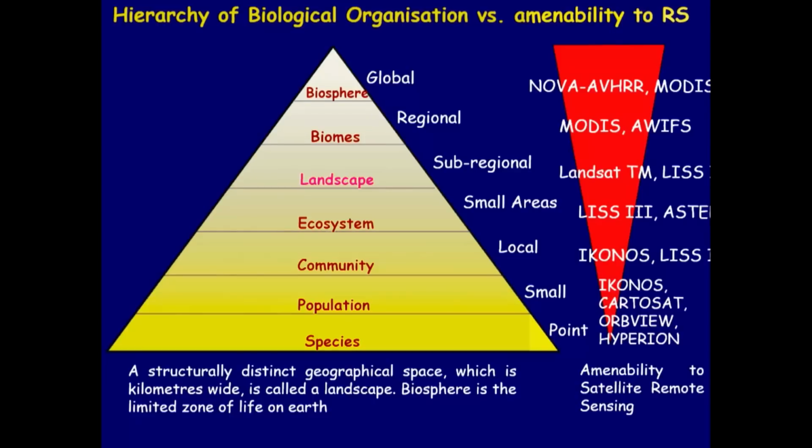Landscape level, Landsat TM or LISS 3. And then ecosystem level, LISS 3 and ASTER, even LISS 4 also can be used. Community level I go for LISS 4. Very high I can think about Hyperion data, Orbview data, Cartosat data, IKONOS data, that kind of very high resolution data. That means there is a relationship but not so healthy. Okay? And it's not required also.